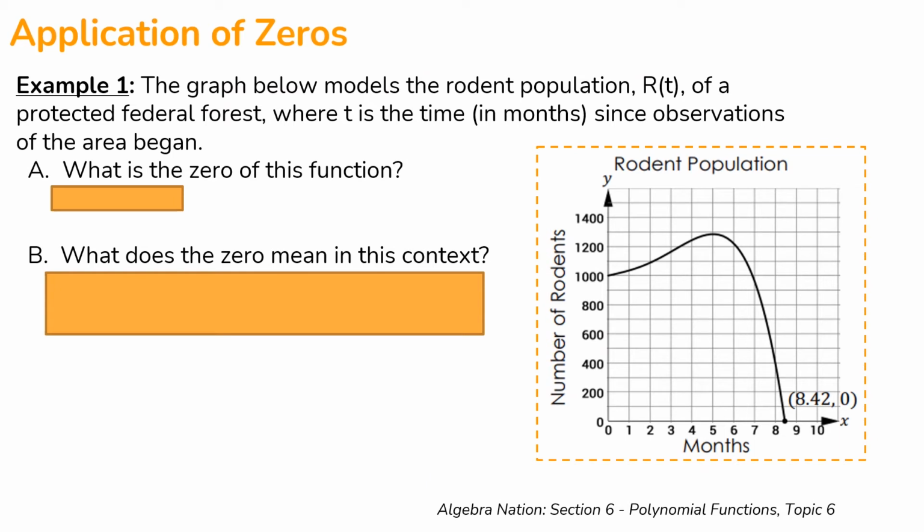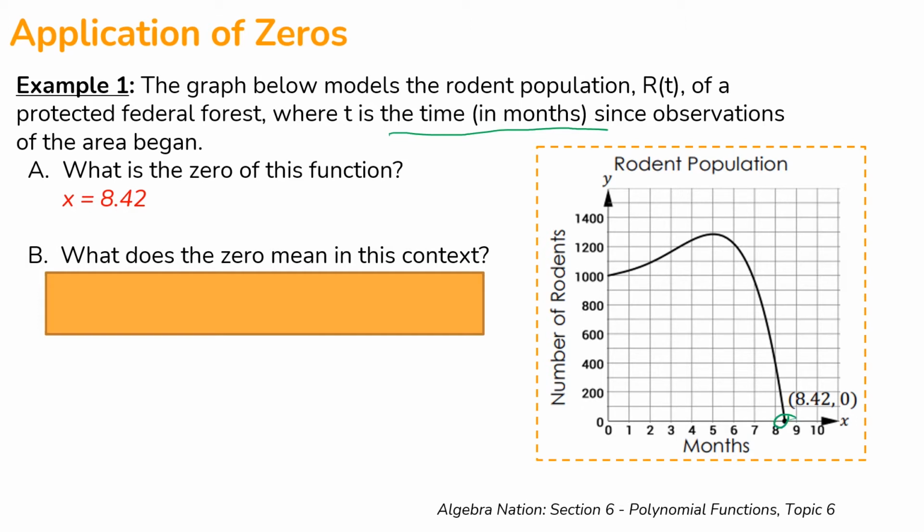For the first example here, we're looking at the application of zeros. It says the graph below models the rodent population, R of t, of a protected federal forest, where t is the time in months since observations of that area began. In part A, it says, what is the zero of the function? So remember, the zero of a graph is just where that graph crosses the x-axis. And so the zero of this function is x equals 8.42. That's right here.